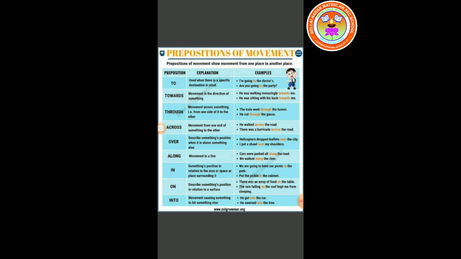The next one is in. It shows something's position in relation to the area or space or place surrounding it. For example, we are going to have a picnic in the park. Put the pickle in the cabinet. Next one is on. It is used to describe something's position in relation to a surface. For example, there was an array of food on the table. The rain falling on the roof kept me from sleeping.